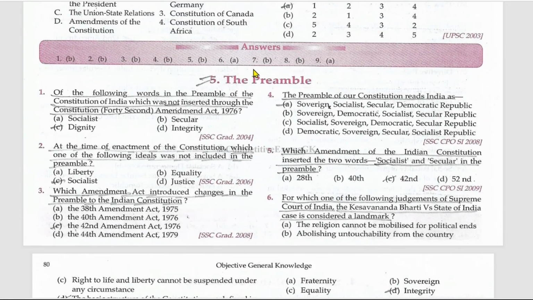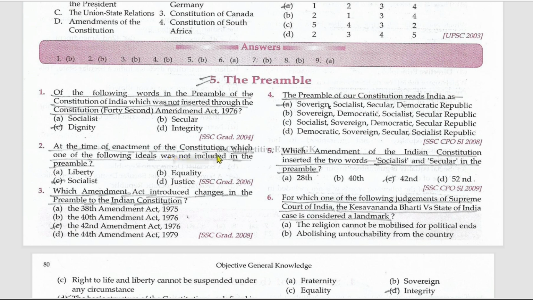Next chapter, the preamble, very very important. Of the following words in the preamble of the Constitution of India, which was not inserted through the 42nd Amendment Act 1976? Dignity, or socialist, secular, integrity. These three are included in the 42nd Amendment Act 1976.